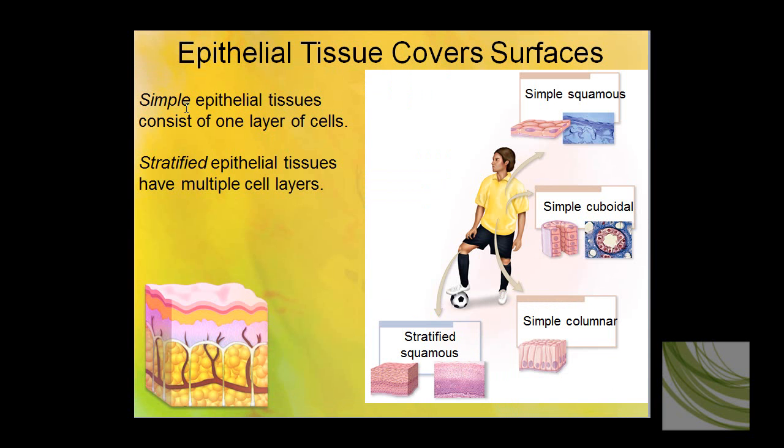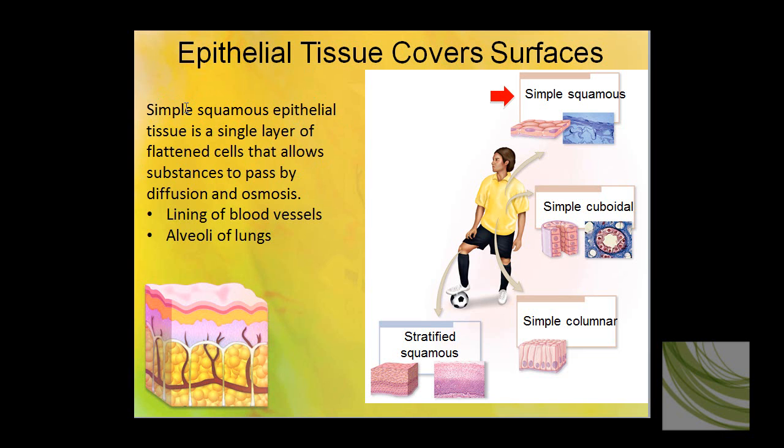Simple epithelial tissue means that there's a single layer of cells. Stratified means that there are multiple cell layers. Simple squamous epithelial tissue is a single layer of flattened cells that allows substances to pass by diffusion and osmosis, so it forms a barrier. You find it in the lining of blood vessels. The alveoli of lungs has simple squamous epithelial tissues. A single layer makes it a lot easier to allow things to diffuse back and forth.